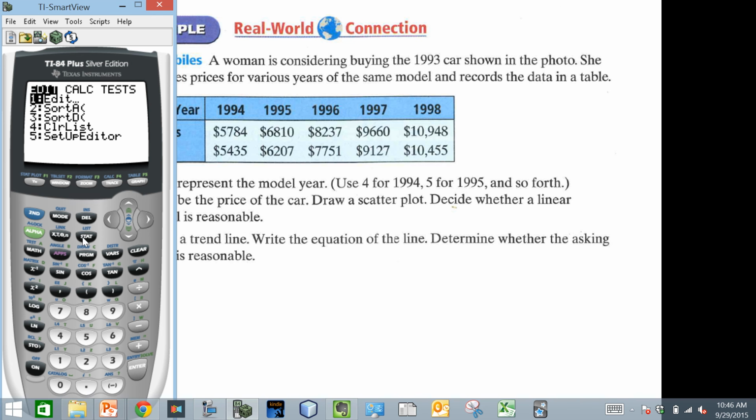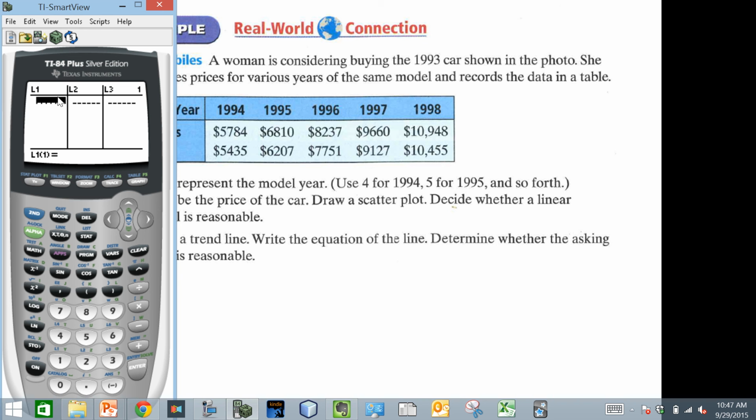So we're going to go in here to our stat. So stat for statistics, and we're going to make ourselves a list here. So let's go ahead and go into edit. Okay, and I'm going to clear this one off. I'm going to hit clear and enter. Oops, go up to the top, clear, and hit enter. That'll clear your whole list. Up to the top, clear, and hit enter.